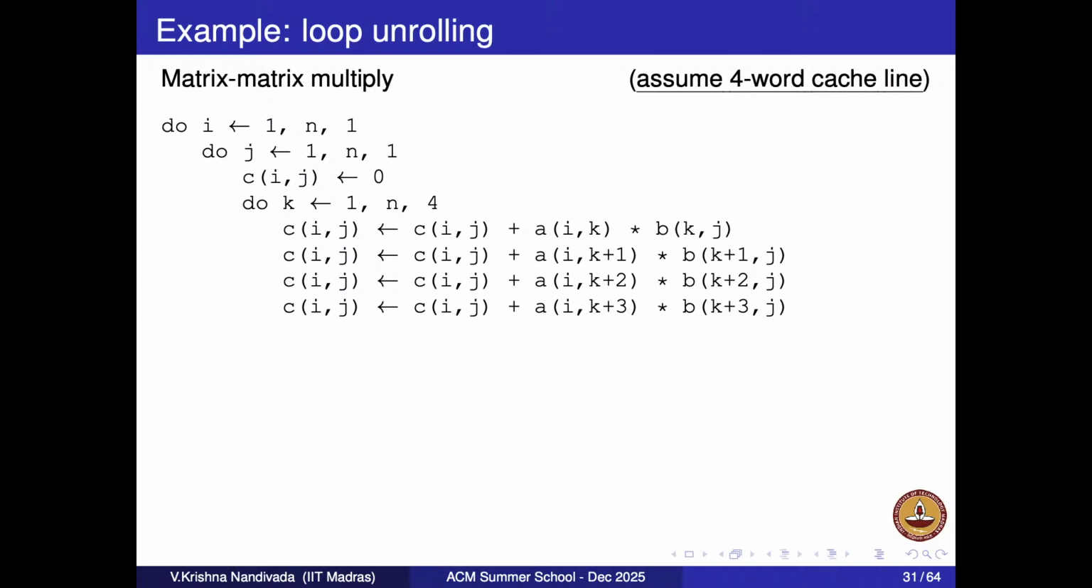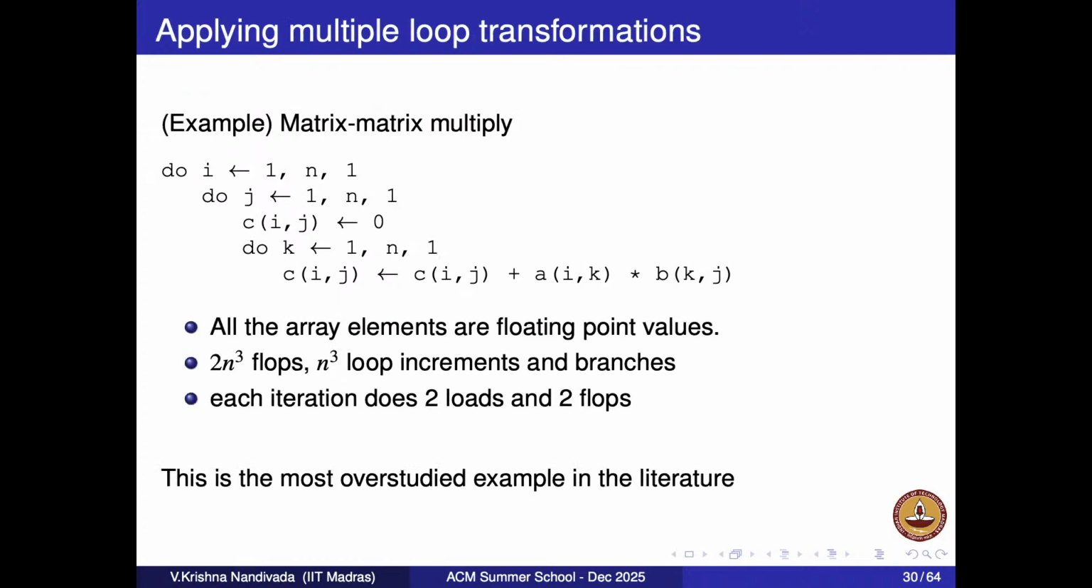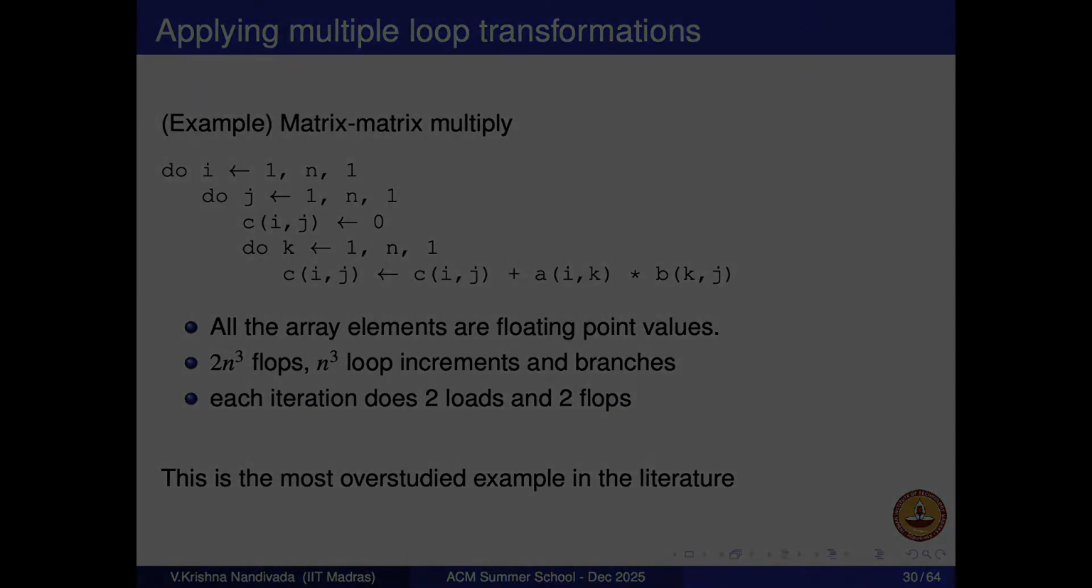After unrolling, how many branches do I have? How many branch instructions in a loop? When I say branch instructions, if you look at the loop here.